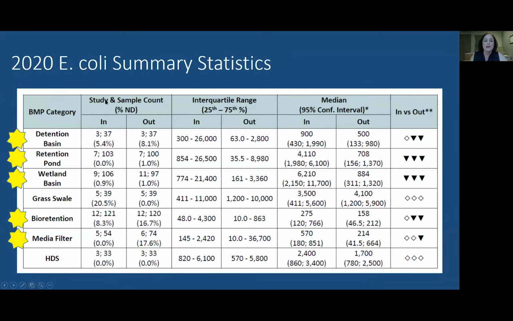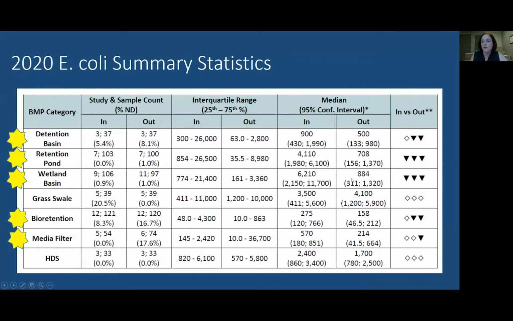For E. coli, we have stronger data sets. Again, these are not as strong as what we would see for a pollutant like TSS or total phosphorus, but we've got some pretty decent numbers of studies and some pretty decent numbers of storm events. And what we see here is basically the pond type practices provide statistically significant reductions, and then bioretention and media filters.